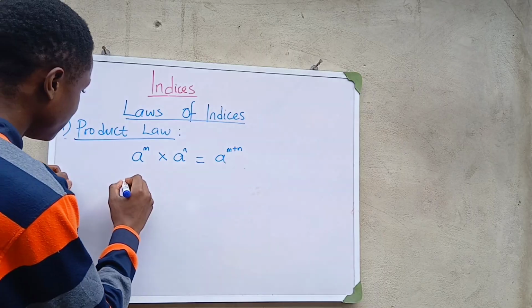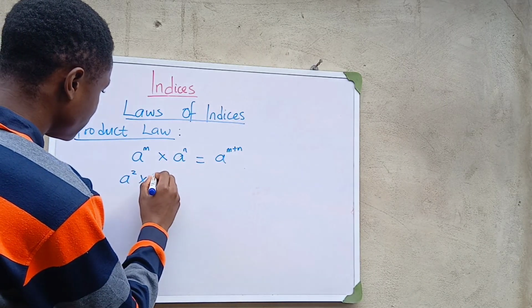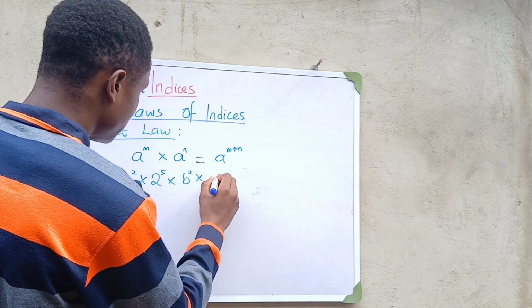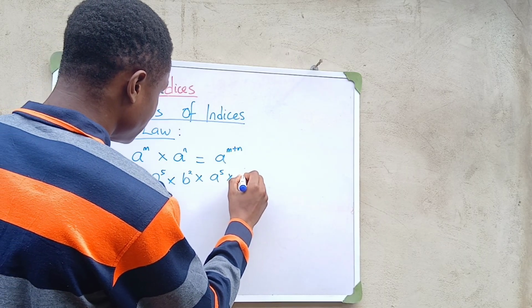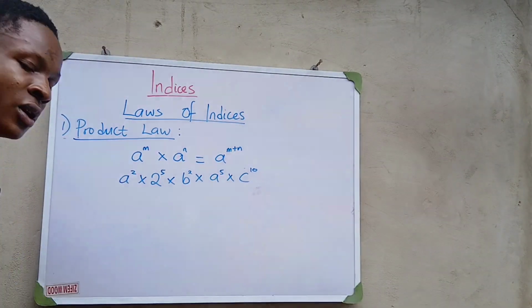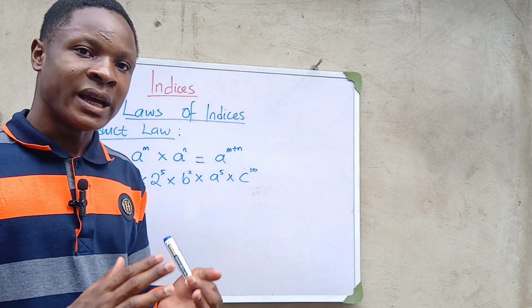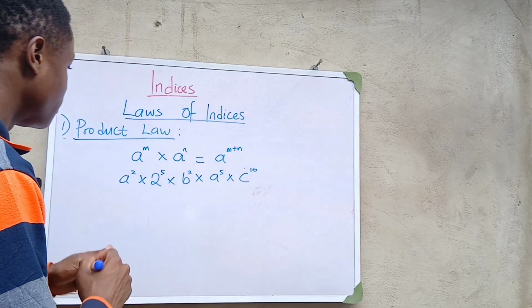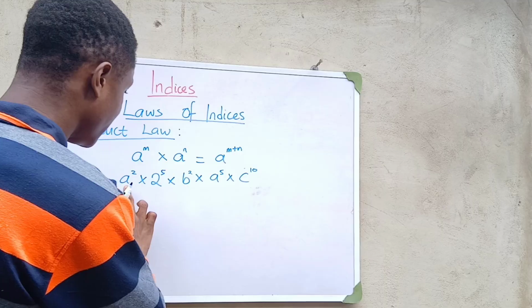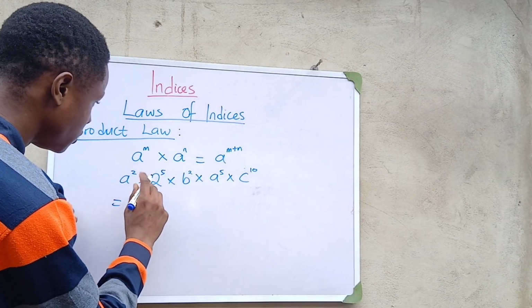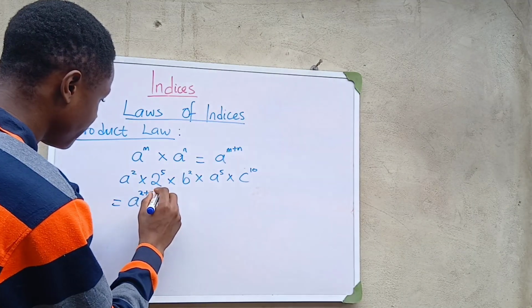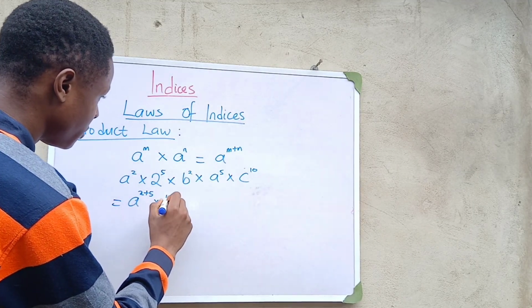Here's another example. What if we have a raised to power 2 times 2 raised to power 5 times b raised to power 2 times a raised to power 5 times c raised to power 10? What are we going to do? Remember, product law applies when we have the same bases. So we'll pick the same bases and add their indices. We have a raised to power 2 and a raised to power 5, so a raised to power 2 plus 5, times b raised to power 2.